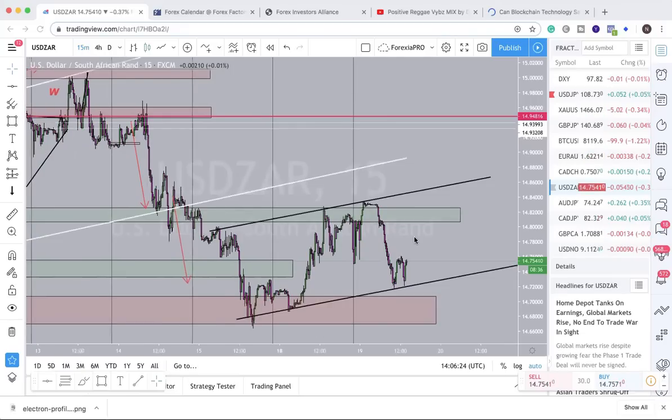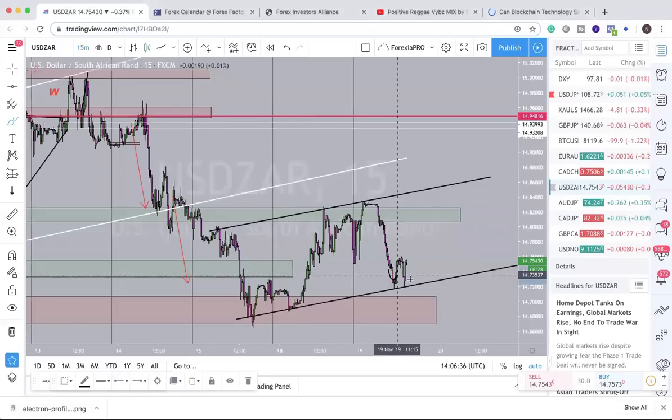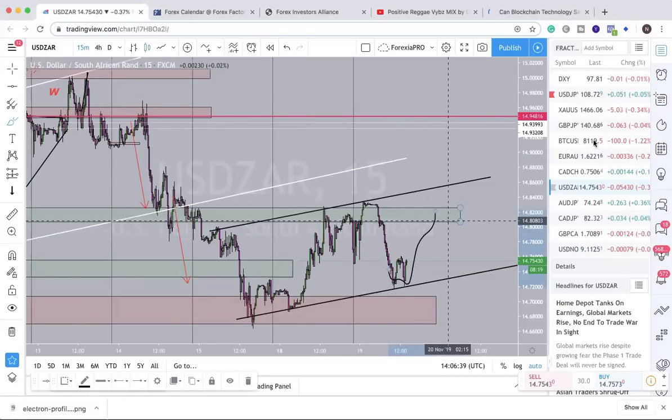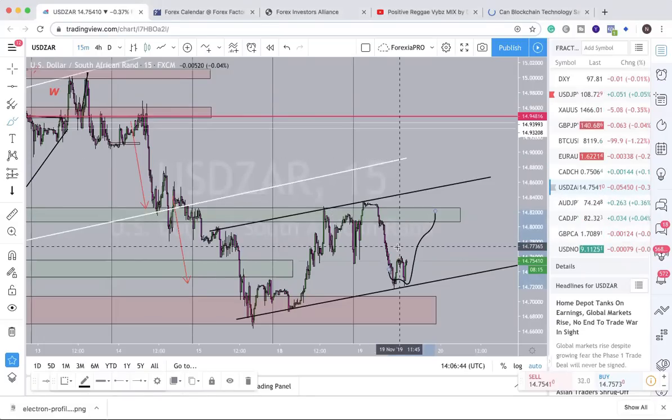USD ZAR, I don't see any setup on it right now, to be honest. I mean, it may be making a little W and it may go up, but that's just speculation. I don't see any confirmations on there.